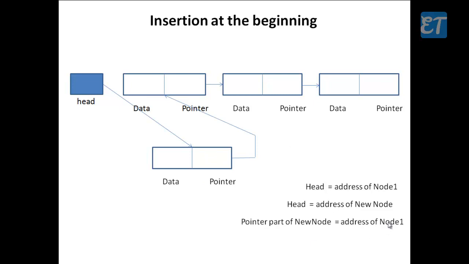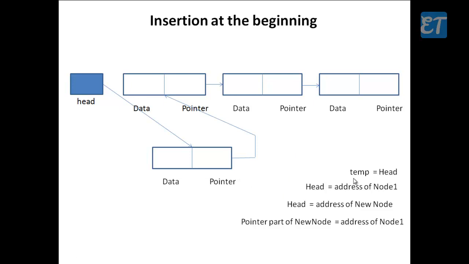From where we'll get the address of node 1? This address of node 1 is no more available, because it is only available in the head, and it is removed when we store the address of this new node. So we need to think in a different way.